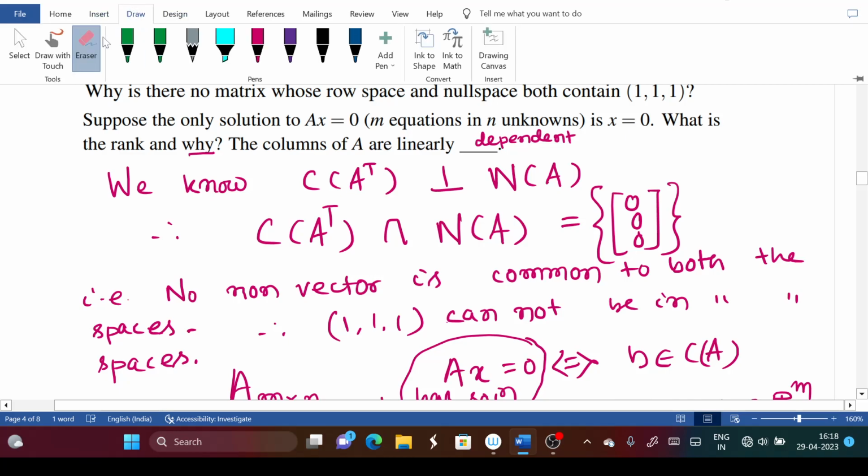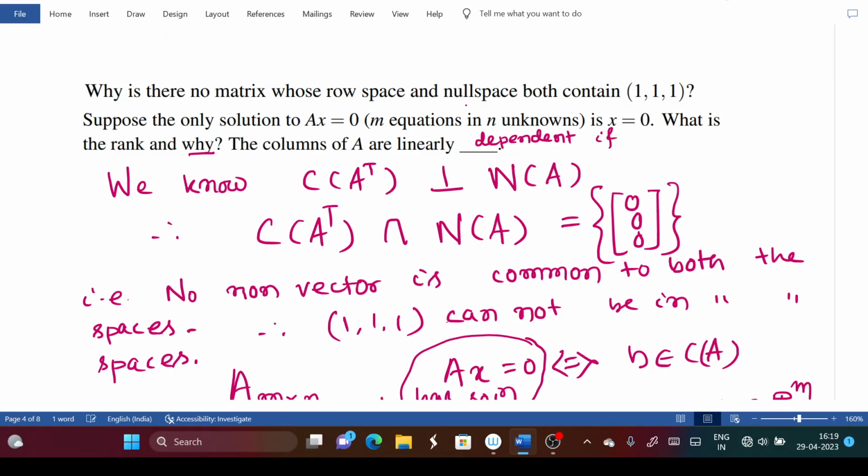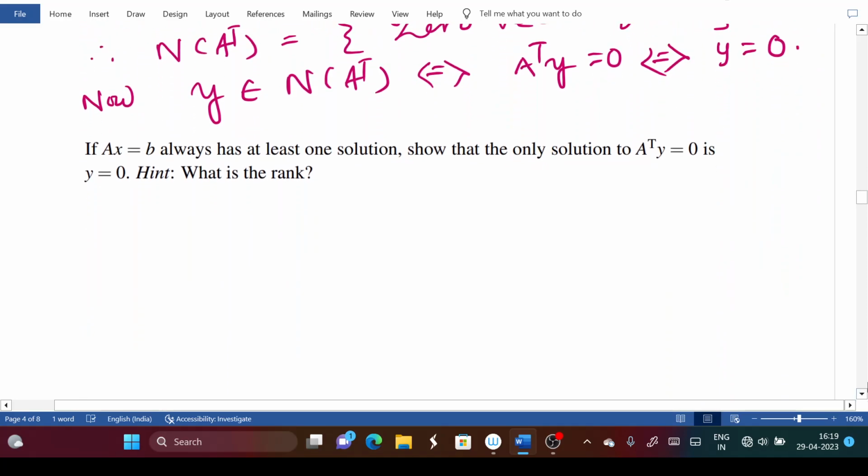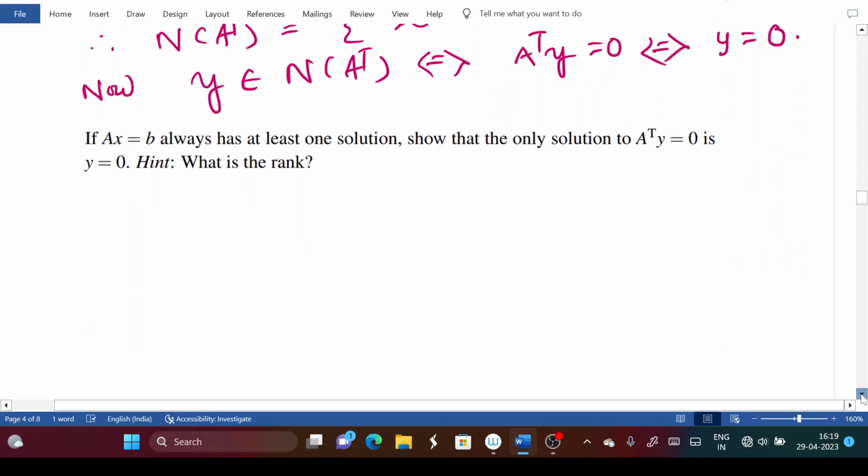Yes, this is better. So the conclusion is this: if M is less than N, the columns are dependent, and they are independent if M is equal to N. Okay, number of rows equal to number of columns. Next question is this, which I already wrote down.